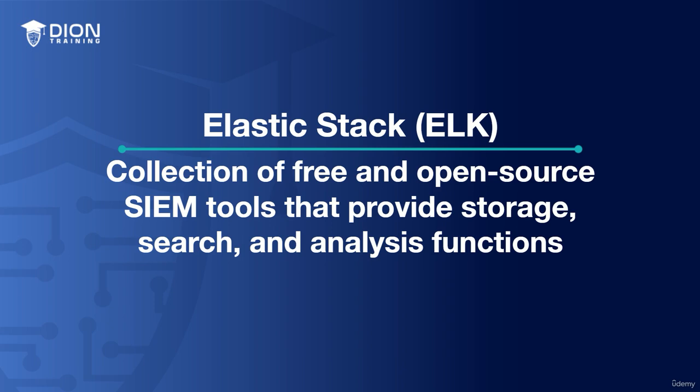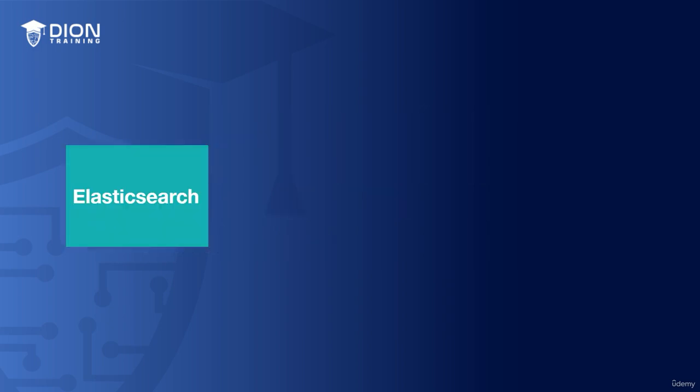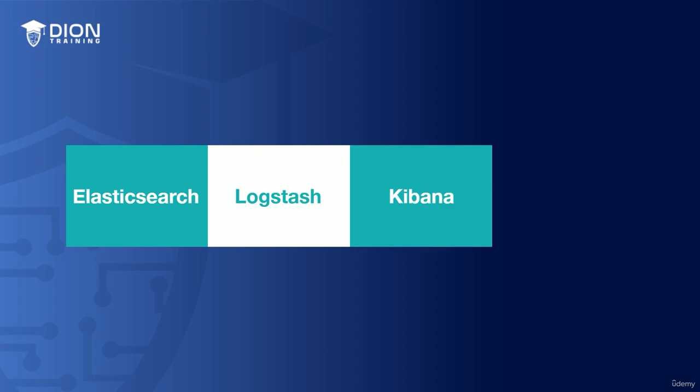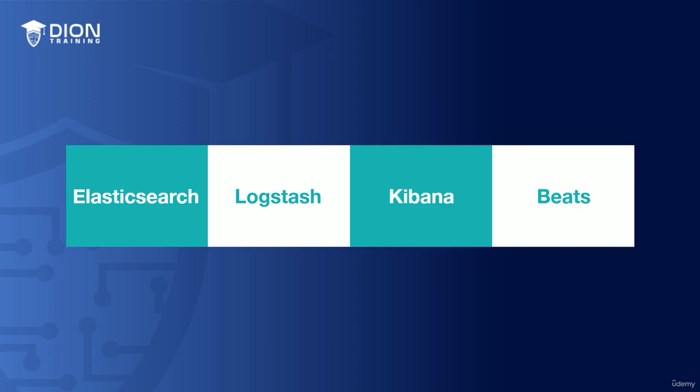Now, ELK or the Elastic Stack is a collection of free and open source SIEM tools that provide storage, search, and analysis functions. With ELK and Elastic Stack, it's actually made up of 4 different components. These are Elasticsearch, which covers the query and analytics, Logstash, which is your log collection and normalization process, Kibana, which does your visualization, and Beats, which are your endpoint collection agents that are installed on your machines.